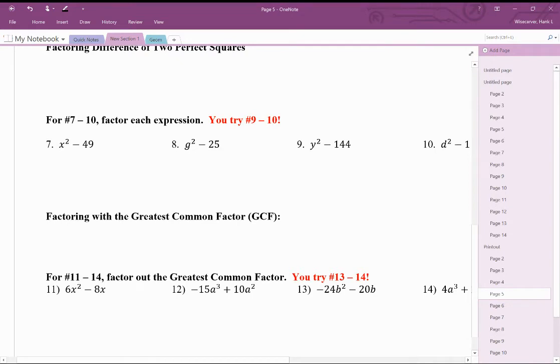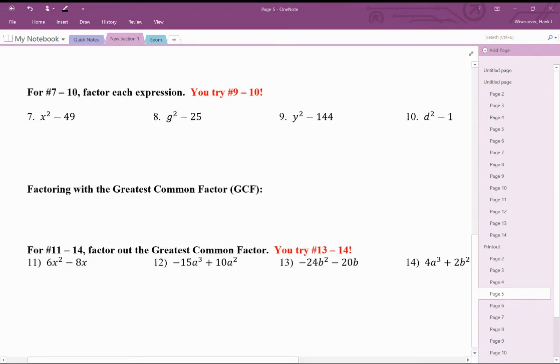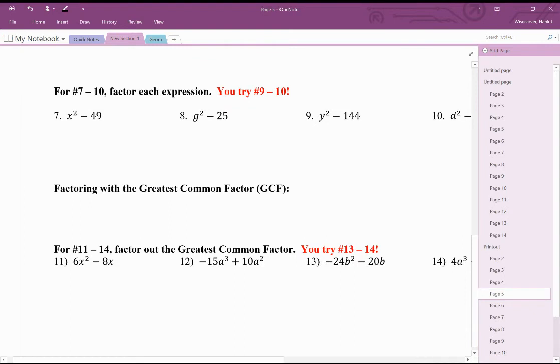So this is factoring a difference of 2 perfect squares. There's a few ways to do these problems, and I will show you the 2 ways that I use. So the first way is I just find the square root of both of these numbers. The square root of x squared is just x, and the square root of 49 is 7. Well, plus or minus 7. So we have x plus 7, and x minus 7. And that's it, and you're done.